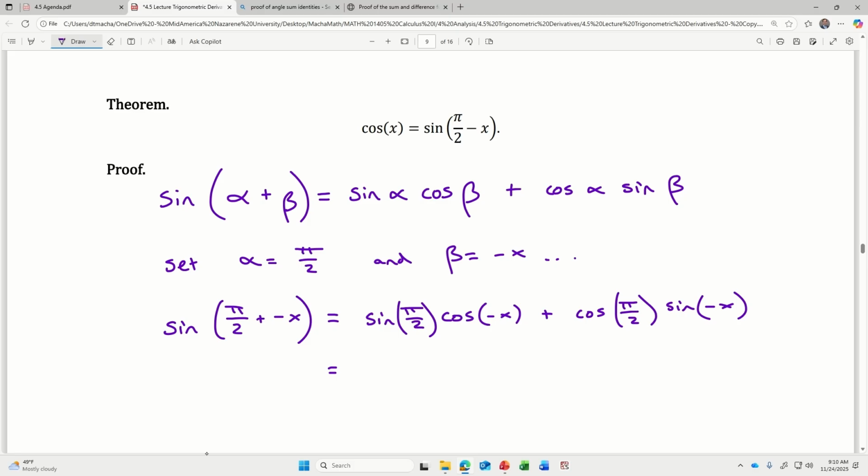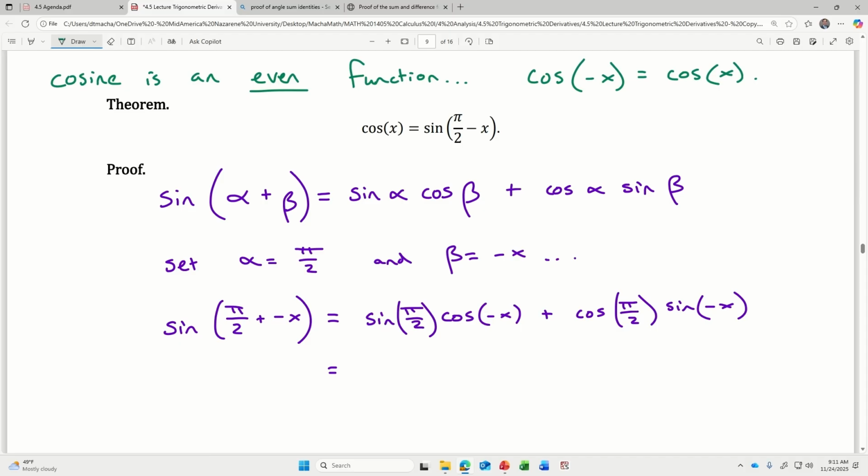Now, cosine is an even function. And what it means to be an even function, if you remember from college algebra, is that cosine of negative x is the same thing as cosine of positive x. It's symmetric in that way. It doesn't matter whether you go counterclockwise around the unit circle or clockwise around the unit circle with your angle, your x coordinate will remain the same. And that means where I have cosine of negative x, that's the same thing as cosine of x.